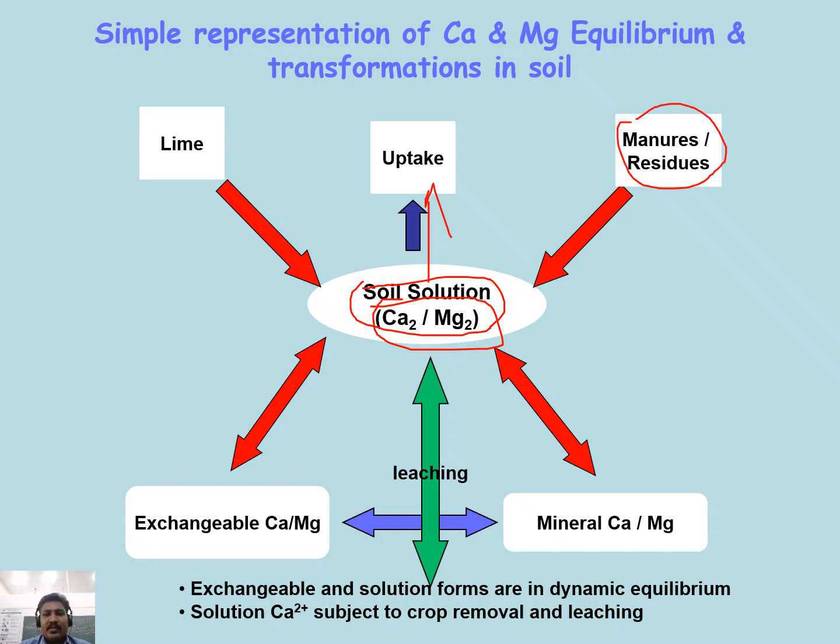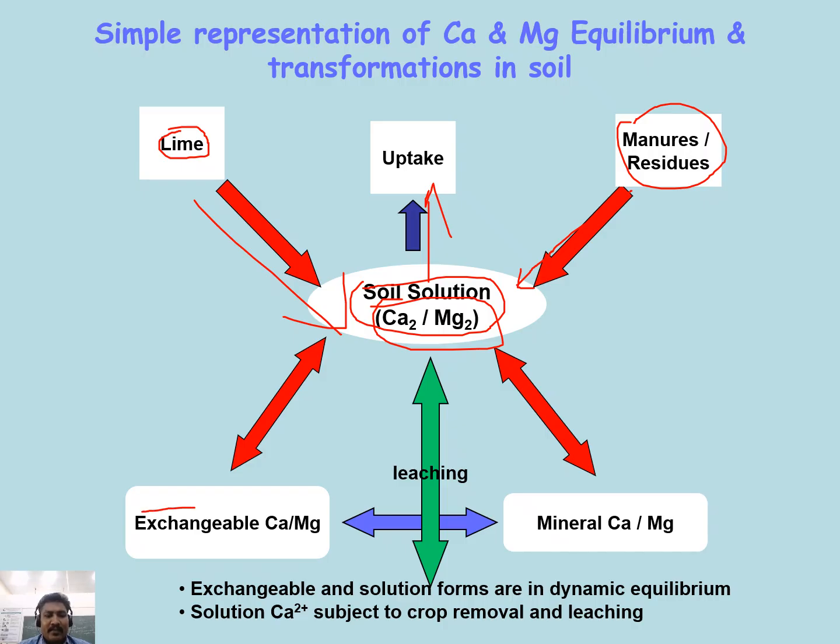Some organic manures we are adding are a source, so calcium and magnesium are being added to the soil. Apart from that, as I said, they are applied incidentally, like when you are applying calcium magnesium carbonate, dolomite, and Epsom, calcium magnesium sulfate. They are also providing calcium and magnesium.